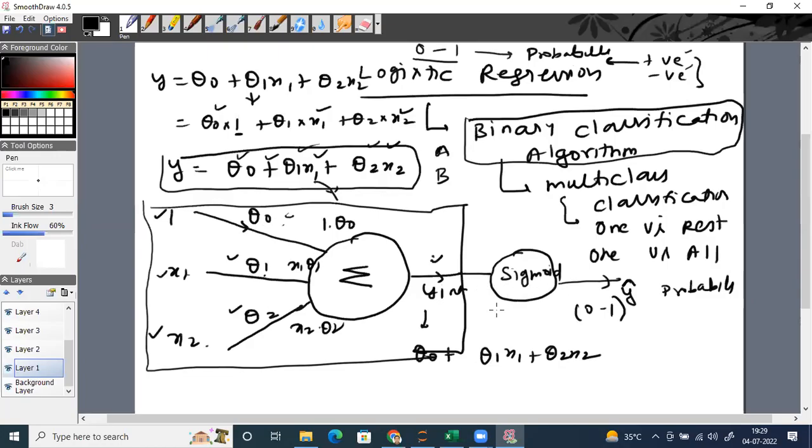What the sigmoid function will do is take your y intermediate and convert it into values between 0 and 1. This 0 to 1 represents a probability. This probability is known as the probability of the default class. Remember, this is the probability of the default class. You will ask, what is the default class?